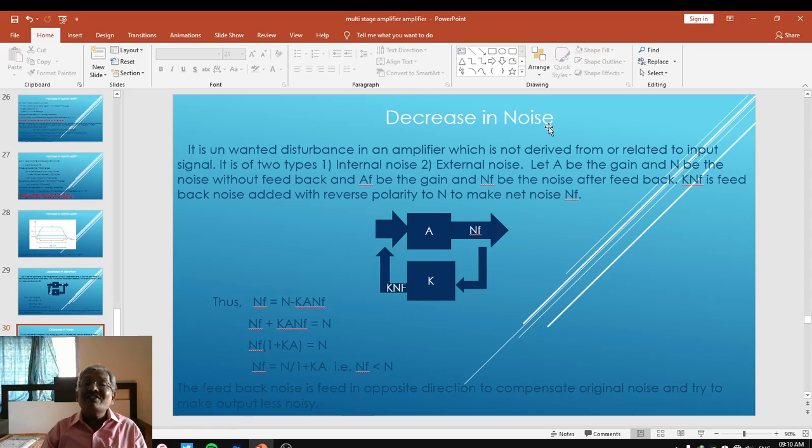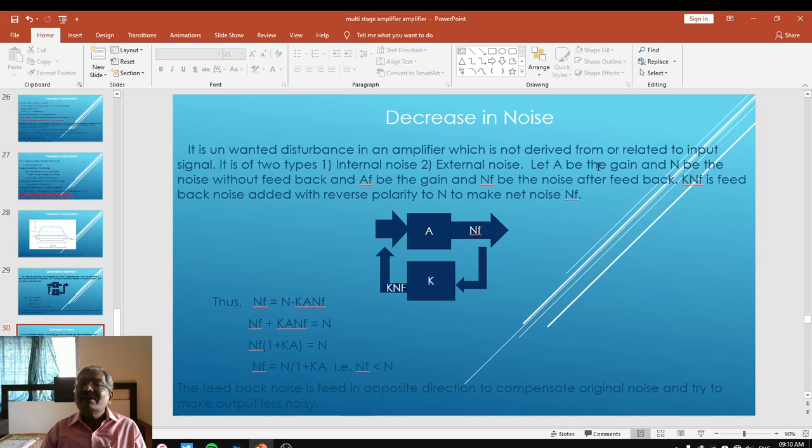The second one is the external noise. Here the sources of noise are external to the amplifier design. Maybe it is terrestrial noise, maybe atmospheric noise, maybe man-made noise, maybe industrial noise. All those are examples of external noise. Hence we can say there are two types of noise: the internal noise and the external noise.